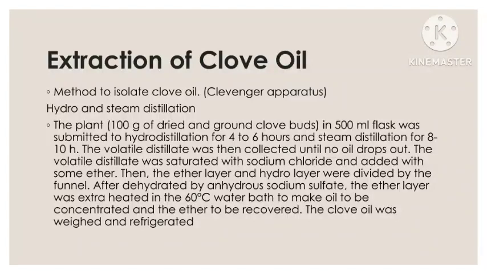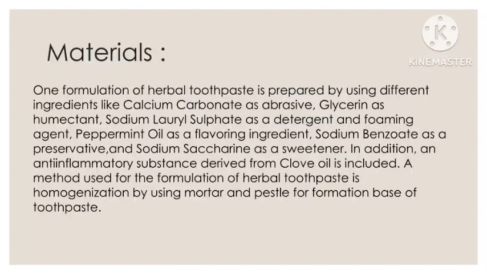Extraction of clove oil. 100 g of dried and ground clove buds in a 500 ml flask was submitted to hydrodistillation for 4 to 6 hours and steam distillation for 8 to 10 hours. The volatile distillate was then collected until no oil drops out. The volatile distillate was saturated with sodium chloride and added with some ether. Then the ether layer and hydro layer were divided by the funnel. After they were dehydrated by anhydrous sodium sulfate, the ether layer was extracted and heated in a 60 degree water bath to make the oil concentrated and the ether recovered.